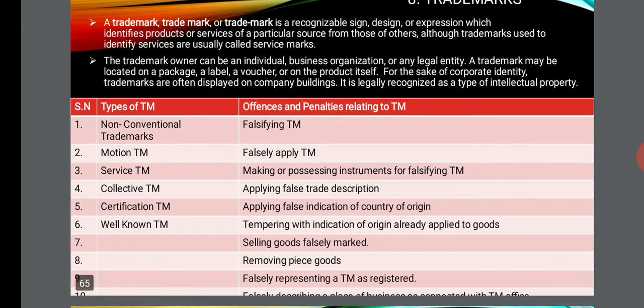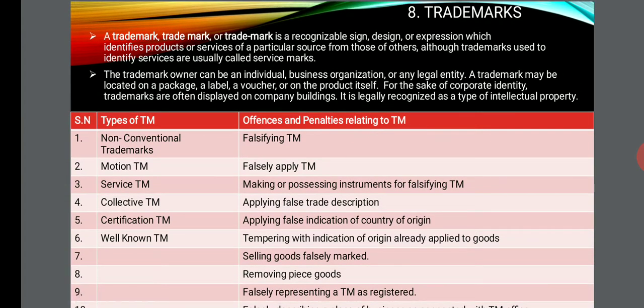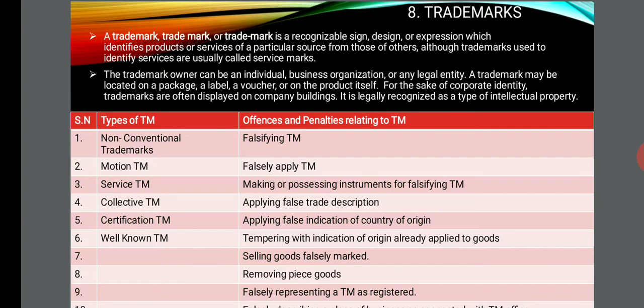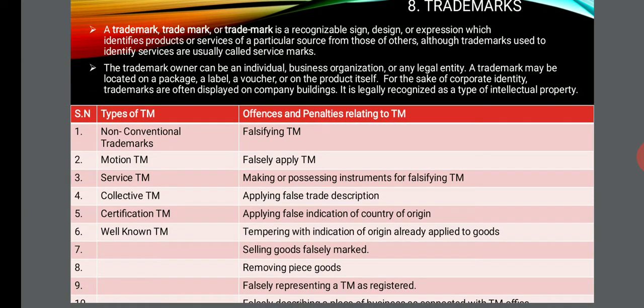Then well-known trademarks. So there are various well-known trademarks, like Whirlpool. So these are well-known trademarks. This is a type of trademarks we have. So non-conventional trademarks, newer trademarks. Motion trademarks, there are various moving trademarks, which can be moved from one product to another. Then service trademark, trademark related to services. Collective trademark, when a group of goods or services are given the same trademark, like TCS is offering their trademark.